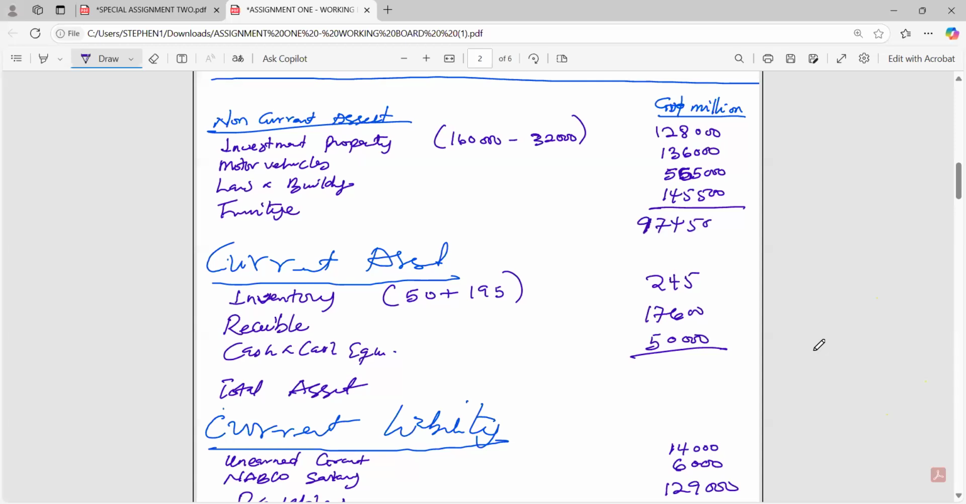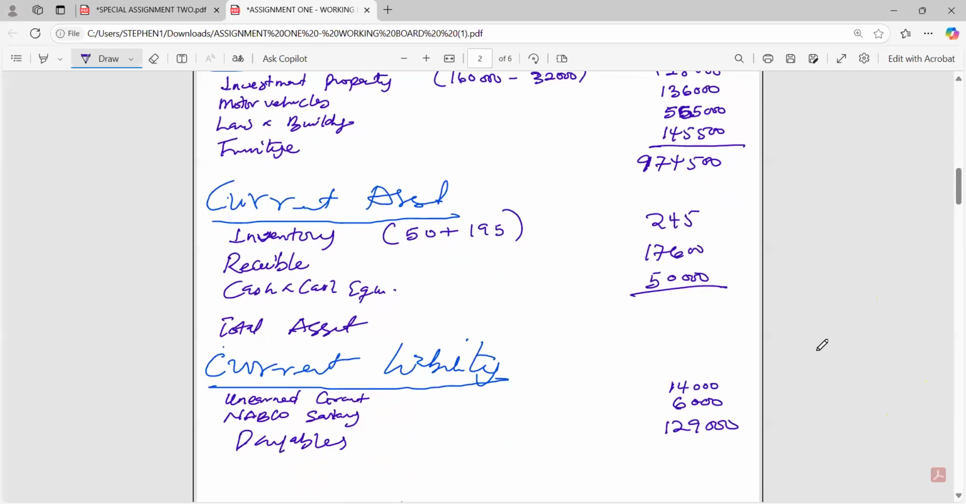974,500. This one. Yes. What is the total current assets? 67845. Add this and this for me. This and this. 104. 2345.